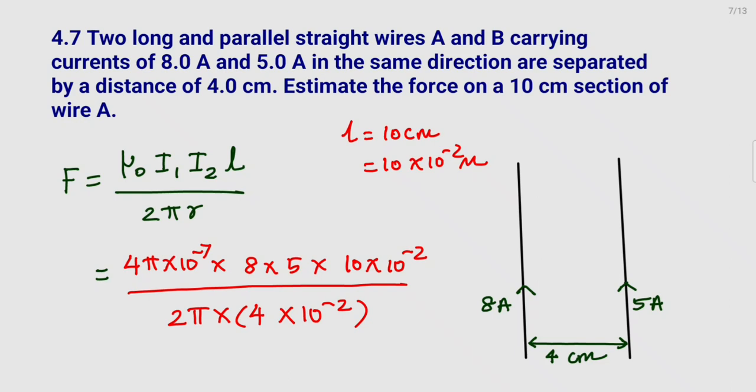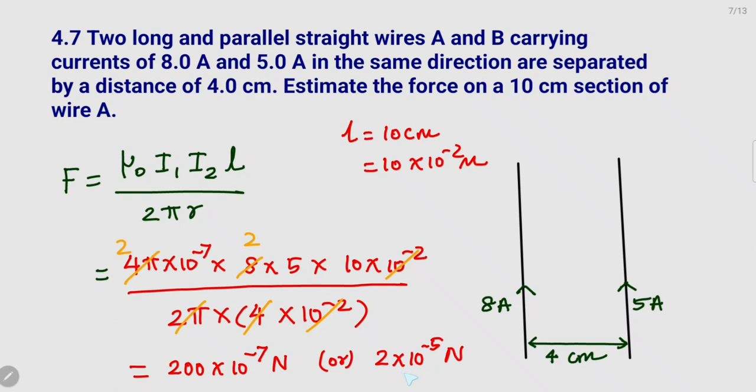I just substituted. So most of the things will get cancelled. See, it's simple, most of the terms cancel. You can see 2 pi got cancelled, 4 got cancelled with 8, and 10 power minus 2 already can cancel. So if I just write the remaining 2 to the 4, so 4 into 5 is 20, into 10 is 200, so 200 into 10 power minus 7 Newton, or 2 into 10 power minus 5 Newton. So this is the force experienced.